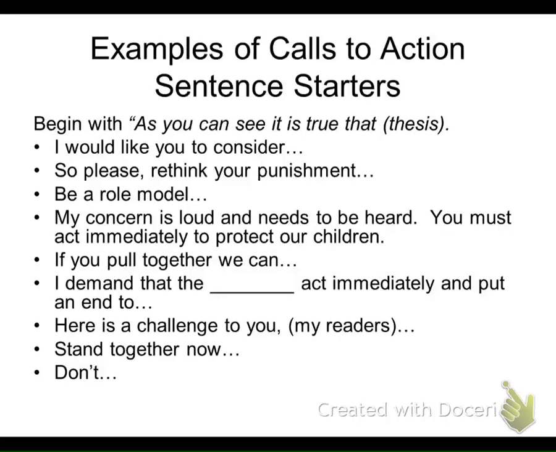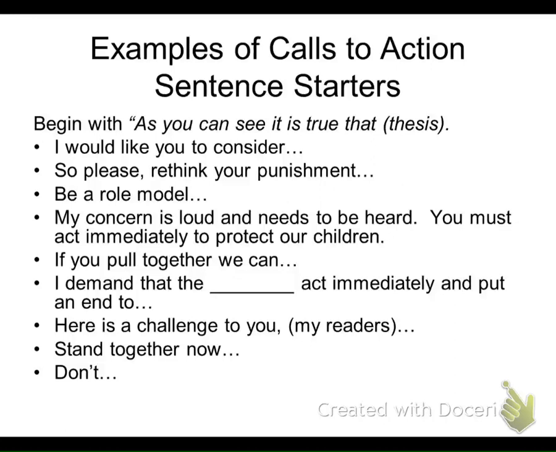All right? So there are sometimes these sentence starters. You don't need these. Some writers don't need these. Some writers do need these. But these are examples of call to action sentence starters that would help you lead to this type of conclusion. So what you might want to do in your conclusion is restate your thesis in a different way.